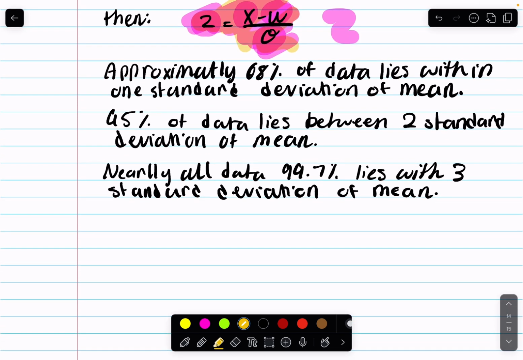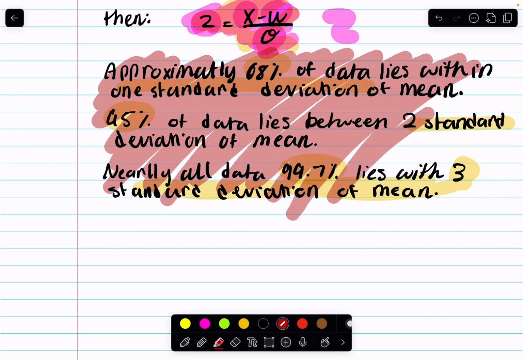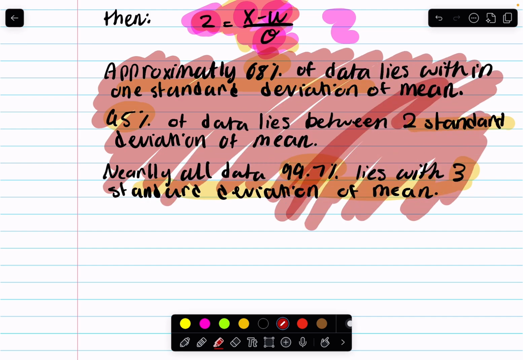Approximately 68% of the data lies within one standard deviation of the mean. 95% of the data lies within two standard deviations of the mean. Nearly all of it, 99.7%, lies within 3 standard deviations of the mean. Definitely memorize this. This is really, really important. They expect us to know it, and they only mention it a few times. So please, please, please memorize this. It would never go wrong. I've seen it come before.